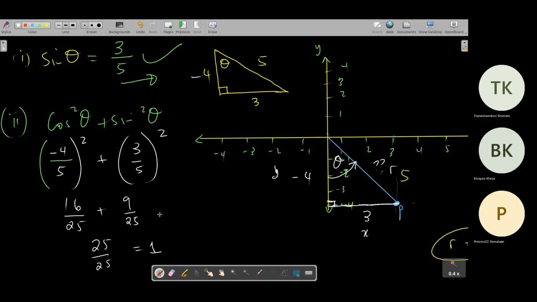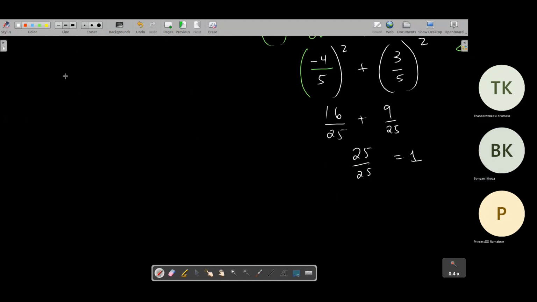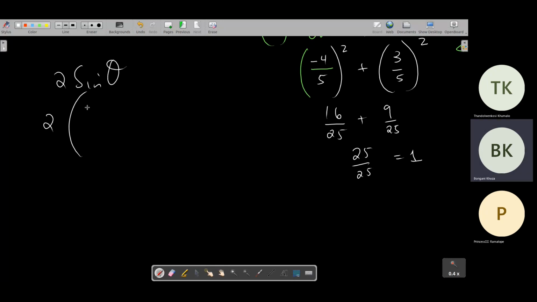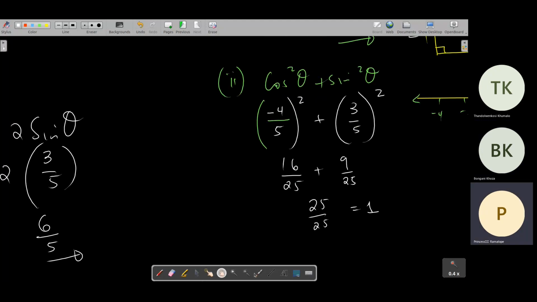Any questions there? No. All right. The last one I gave you was 2 sine theta. So what is sine theta? 3/5. Right. So just multiply this out and you end up with 6/5 as your answer. It's tricky, but never mind.